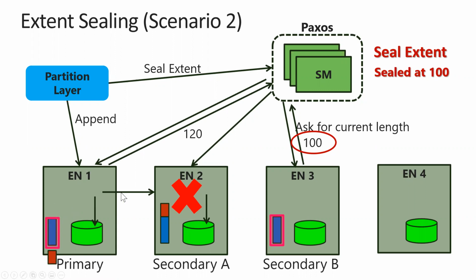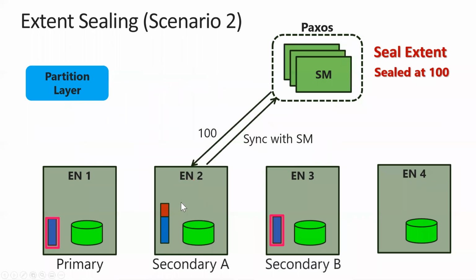So when this is sealed, it will say that you can remove this data because it is not acknowledged. All the systems have this 100 size commit length. And when this one comes back again, it will be told that the commit length is 100, so you have to remove this extra bit of information. This was not yet acknowledged, so it's okay to remove it.